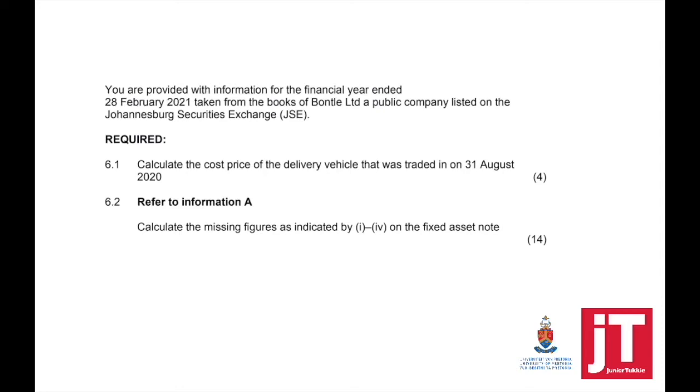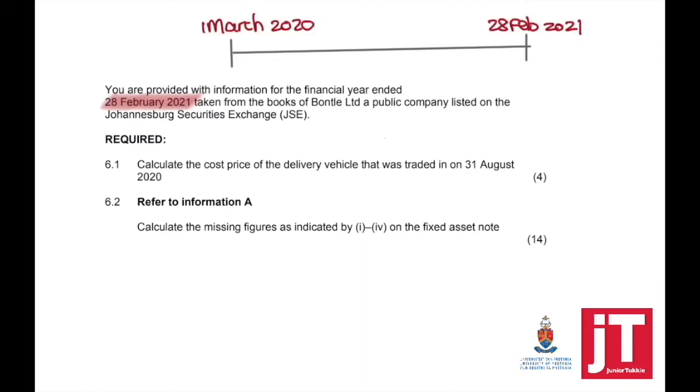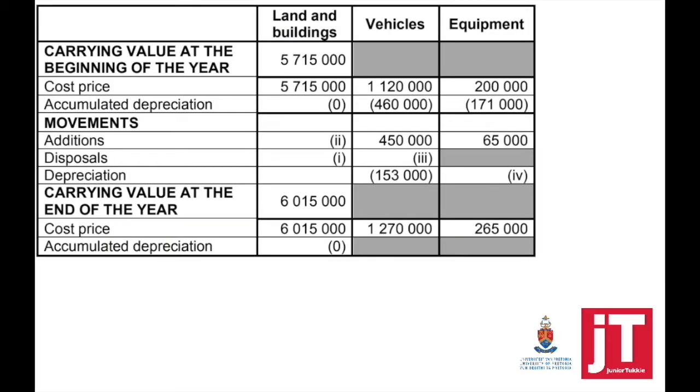Before we continue, always make sure if your accounting period ends 28 February 2021, it means it starts on the 1st of March 2020. It's always important to understand when your accounting period ends and when it starts. If I look at the information given, they've provided me with a tangible asset note on land and buildings, vehicles and equipment. So we are now going to calculate each one individually.